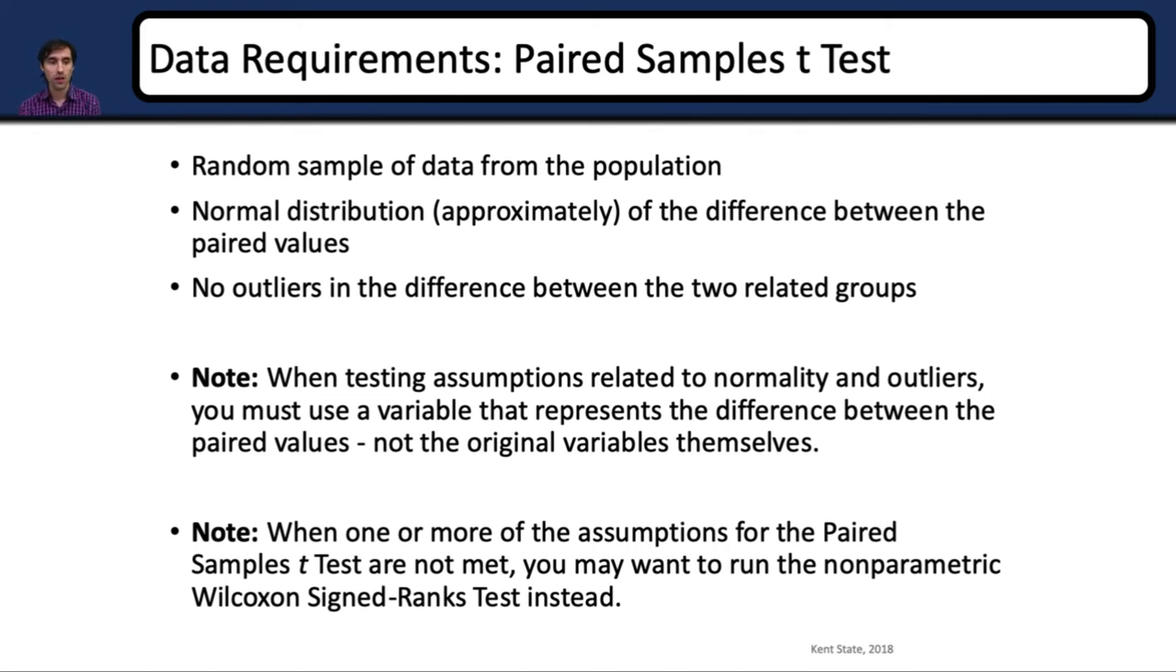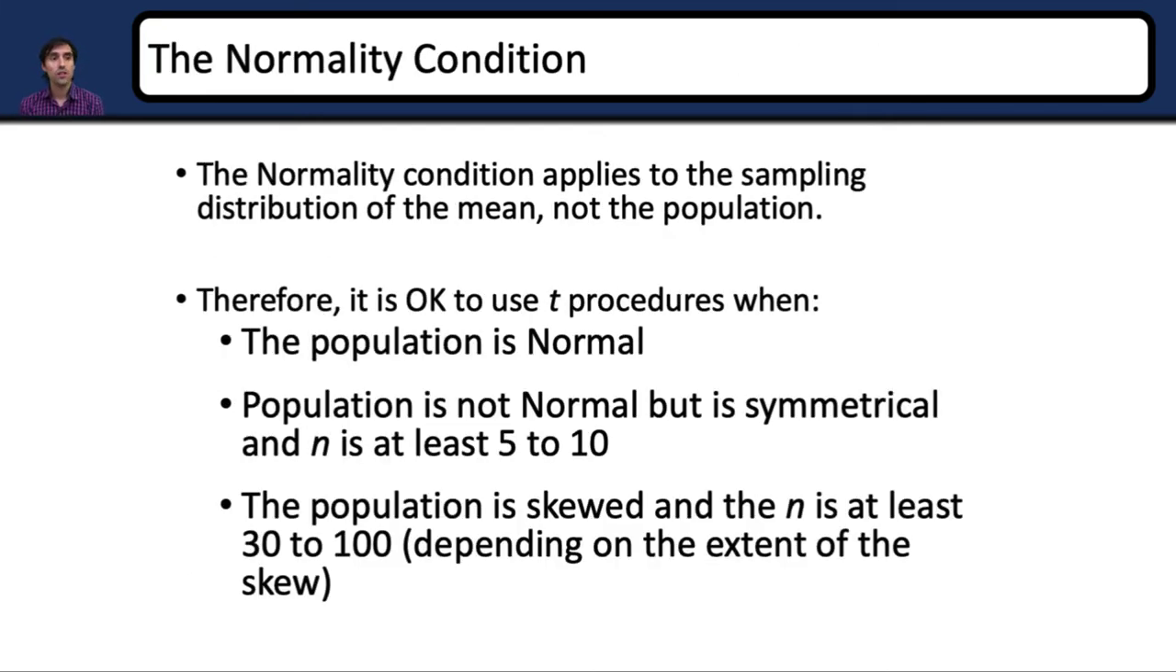So when one or more of these assumptions for the paired test are not met, then you run a non-parametric Wilcoxon signed rank test, and that is found also in SPSS under non-parametric. The normality condition for these applies to the distribution of the mean and not the population. So again, we're moving away a little bit from the idea of using the population mu, and we're really just looking at the sampling distribution. So we're looking at those X bars. Sounds like a candy. X bar.